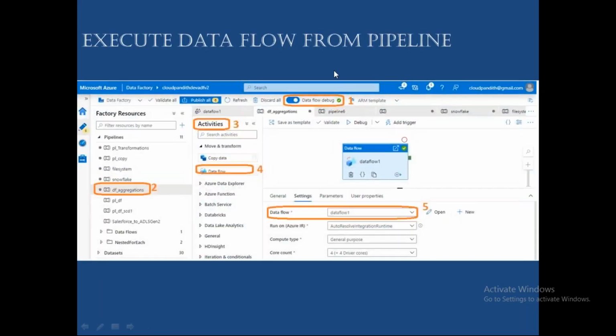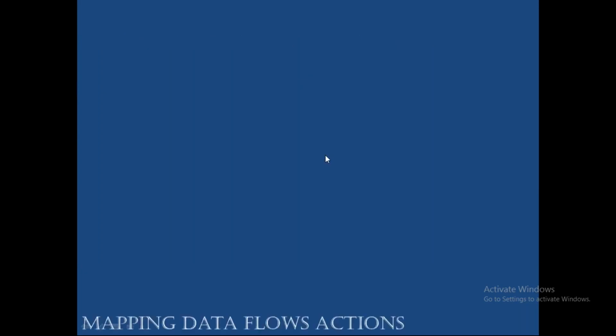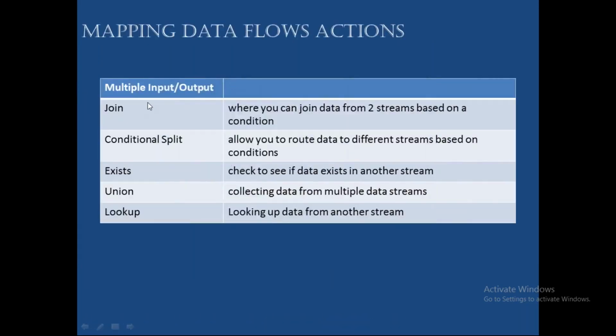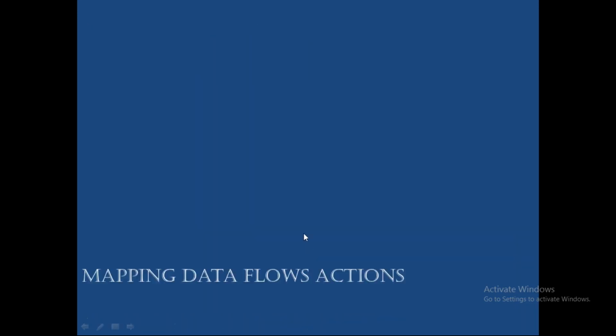Next, execute data flow from pipeline. You know already, from the pipeline we use the data flow activity to execute the data flow, but data flow debug should be turned on. Next, mapping data flow actions. So we already finished joins, conditional split, exists, union, lookup. I think lookup we have not covered, right? Lookup we covered or not, friends? I did not remember. Yesterday we covered it, Malaya. Okay, so yes, we covered lookup yesterday.